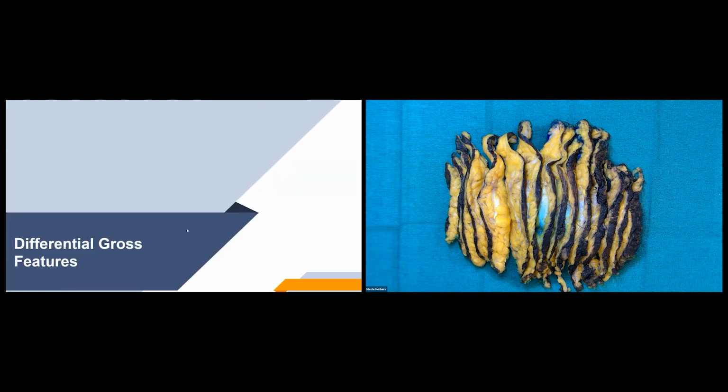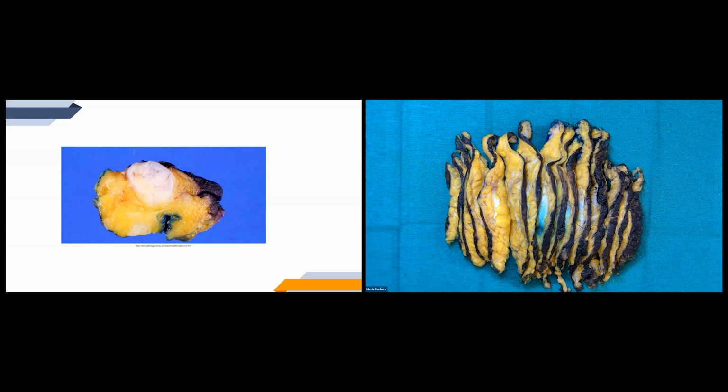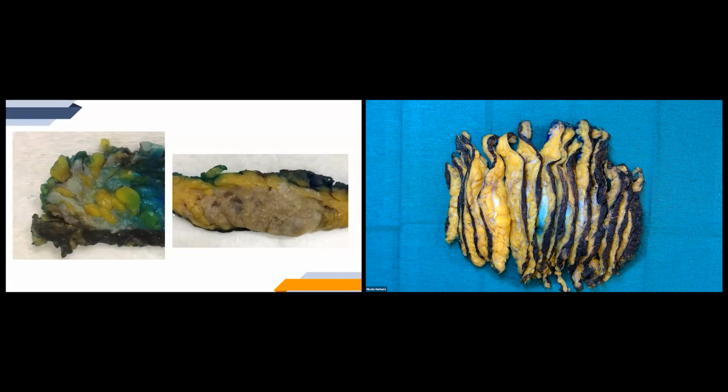Now we'll go through a few differential gross features, what some of the other types of lesions would look like in a breast. This one here is a very well circumscribed white lesion. This one is a fibroadenoma, which is the most common benign tumor within the female breast. In our next pictures, you can see a pale yellow, pale tan speckling throughout on both images. This one is showing DCIS, ductal carcinoma in situ.